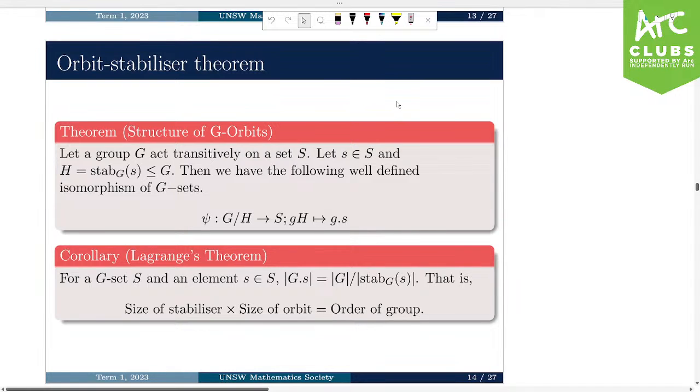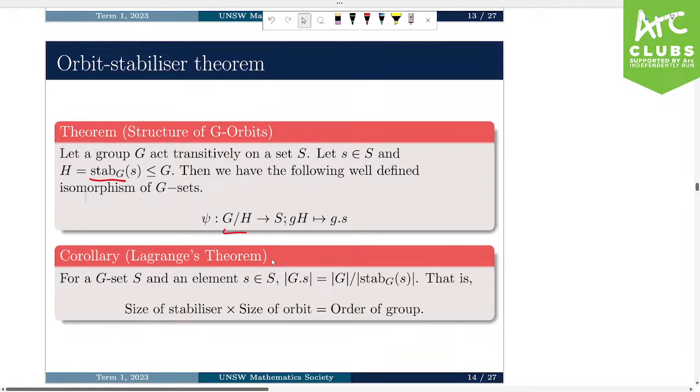Now we move on to the orbit-stabilizer theorem. The first theorem says that if a group G acts transitively on a set S, then we have an isomorphism between G mod the stabilizer of s, and S. And this is a consequence of the first isomorphism theorem.